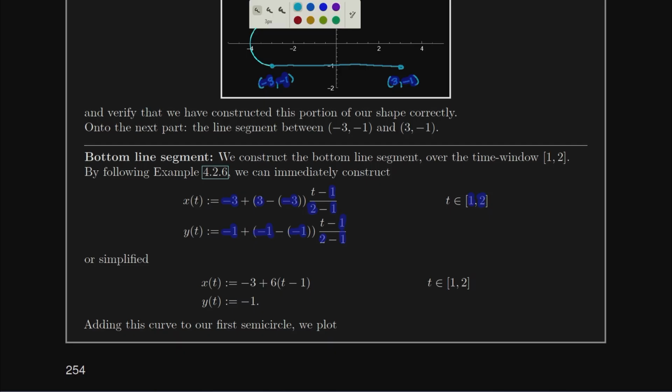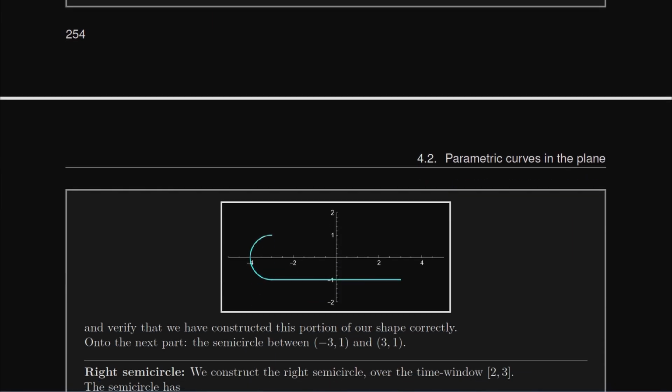And if I go ahead and simplify this line segment, I get the following equations for x and y, and I can verify by adding that to the plot, and indeed I've got that line segment correct. Now I get to focus on the next semicircle, which makes its way up from 3, -1 to 3, 1. And I'm going to do this the same way I did before by identifying the midpoint.